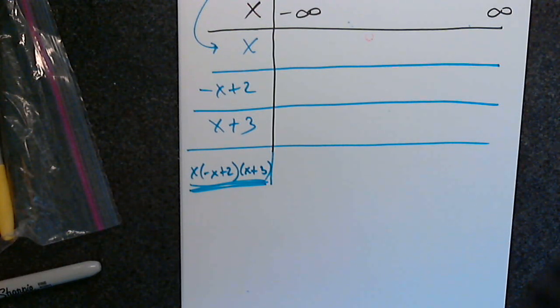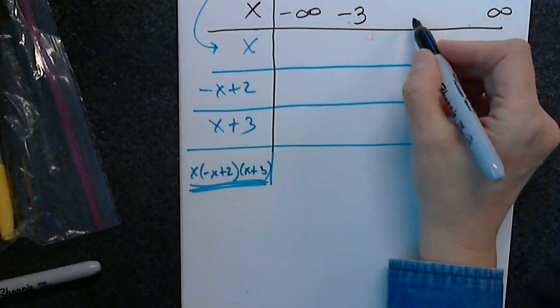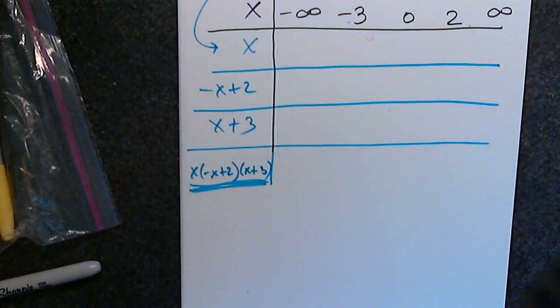So can anyone tell us where is this 0? When x is? Of course, when x is 0. Where is this 0? When x is? 2. Awesome. Very good. Where is this 0? Excellent. So these are the only numbers I need in the table. You said -3, 0, and 2. I don't need anything else.